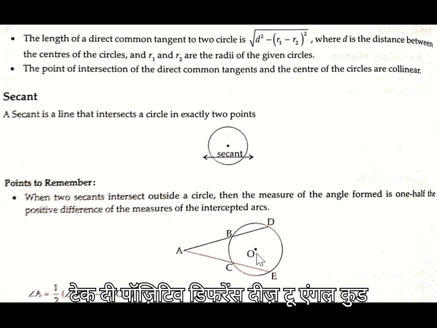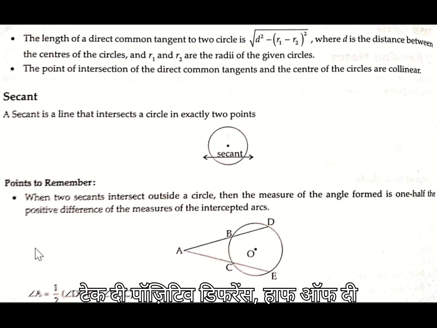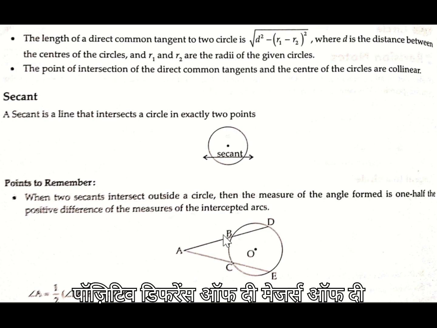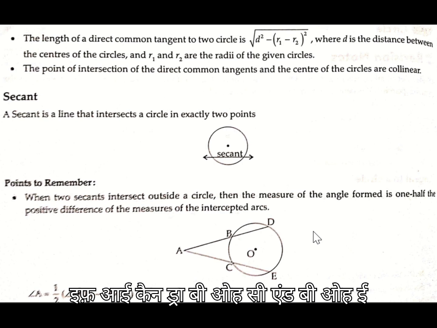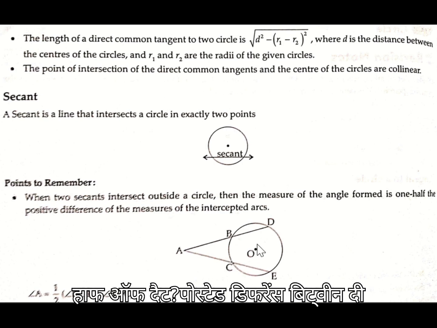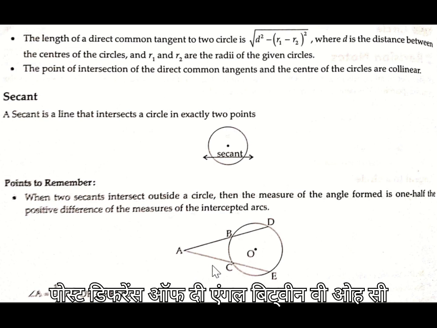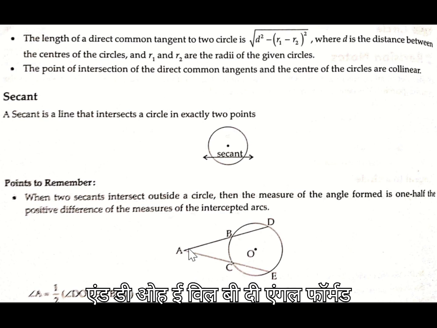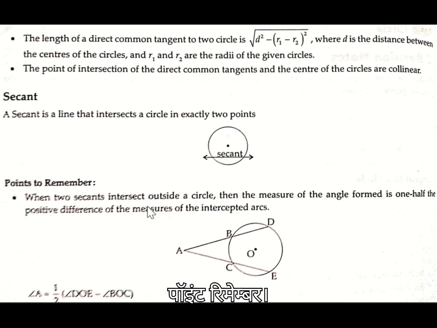These two arcs could be of any measure, so whatever it is, you have to take the positive difference. Half of the positive difference of the measures of the intercepted arcs. If I take BOC and DOE, half of the positive difference between the two will be the angle formed by the extension of the secants. This is a point to remember.